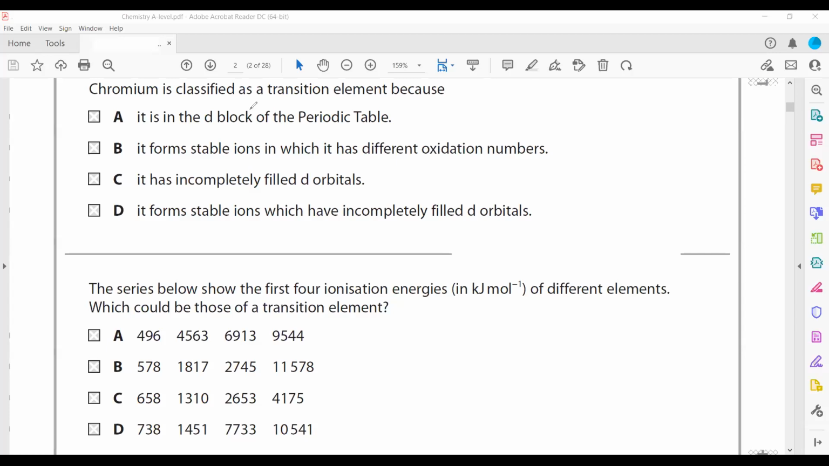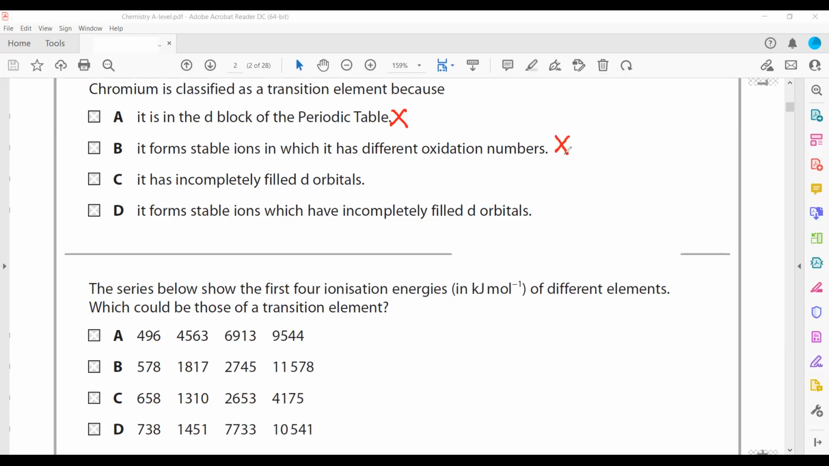So in this question, chromium is classified as a transition element because, what is the classification? It is a d block element. Not all d block elements are transition elements, like zinc, even though it's a d block element, or scandium. It forms stable ions in which it has different oxidation numbers. The idea is that there are many elements which can form stable ions, so they have variable oxidation numbers. That is true, but that is not the specific definition for a transition element.